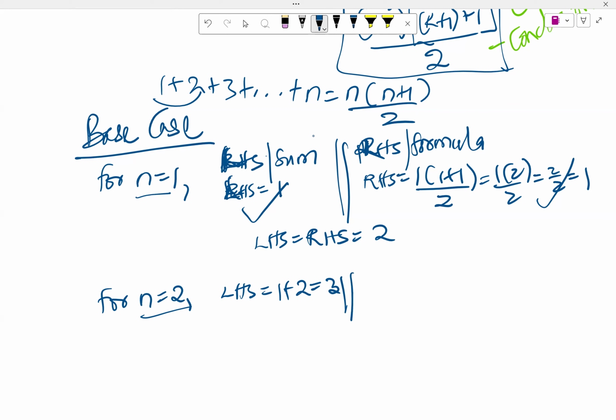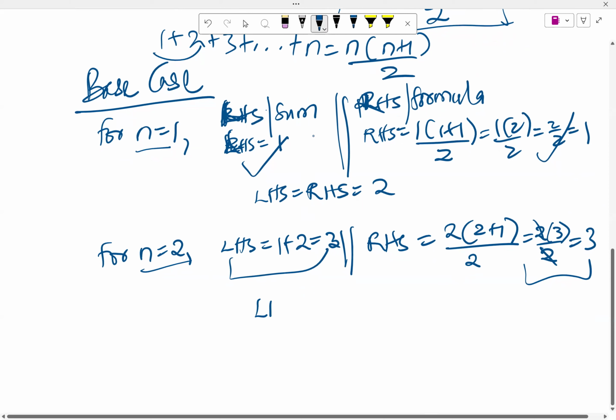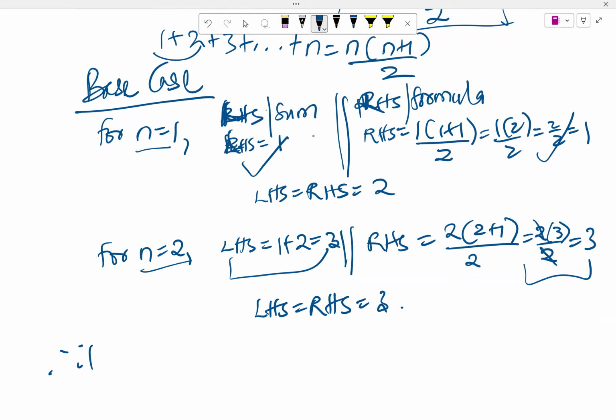Then the right-hand side, which is a formula, you put n as 2. For sums, you add them up. For formulas, you input values. So you have 2 into 2 plus 1 all over 2. That is 2 times 3 over 2. 2 cancels 2, and you have 3. So for the left-hand side you have 3, and the right-hand side you also have 3. So the left-hand side is equal to the right-hand side, which is 3. Therefore, the claim is true for n equals 1 and n equals 2.